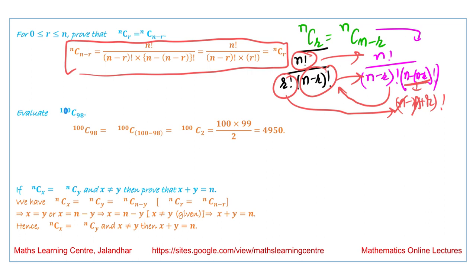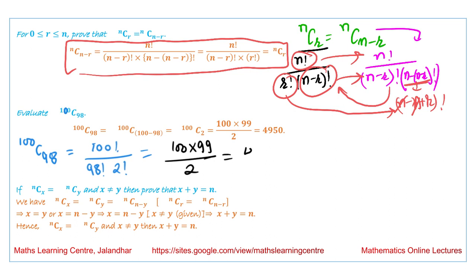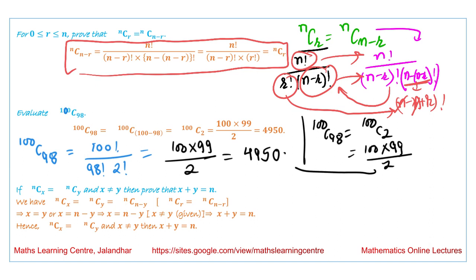Now next we have to calculate 100C98. So we can write this is equal to 100 factorial over 98 factorial into 2 factorial, that is equal to 100 into 99 by 2, that is equal to 4950. Or what we can do, we can write 100C98 is equal to 100C2, and the answer we know, we have to write two terms over here, 100 into 99 divided by 2. So we are getting the same answer over here.